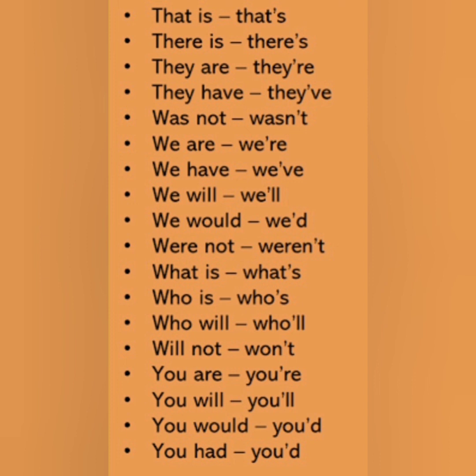Again, so many more examples are there, you can easily understand from them, like that is, that's, there is, there's, they are, they have, was not, wasn't, we are, we have, we will, we would, were not, weren't, what is, what's, who is, who's, who will, who'll, will not, won't, you are, you will, you'll, you would, you had.